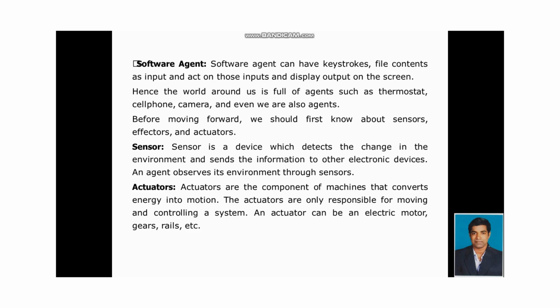A sensor is a device which detects changes in the environment and sends the information to other electronic devices. An agent observes its environment through sensors. Actuators are the components of machines that convert energy into motion. Actuators are only responsible for moving and controlling a system. Actuators can be an electric motor, gears, rails, etc.